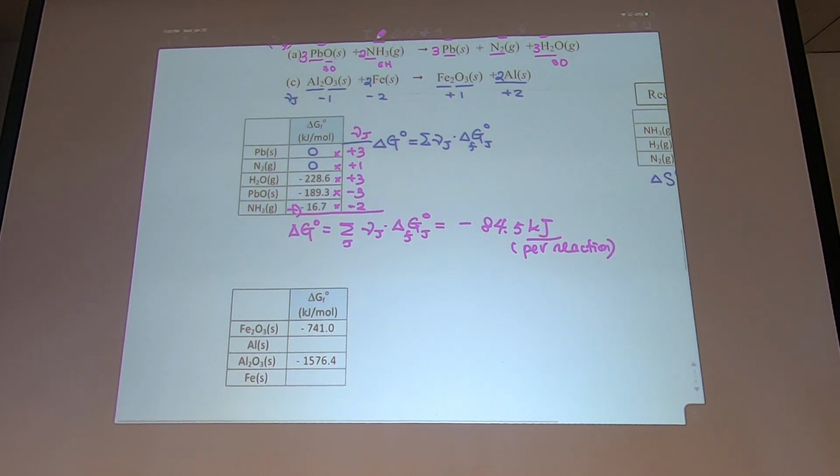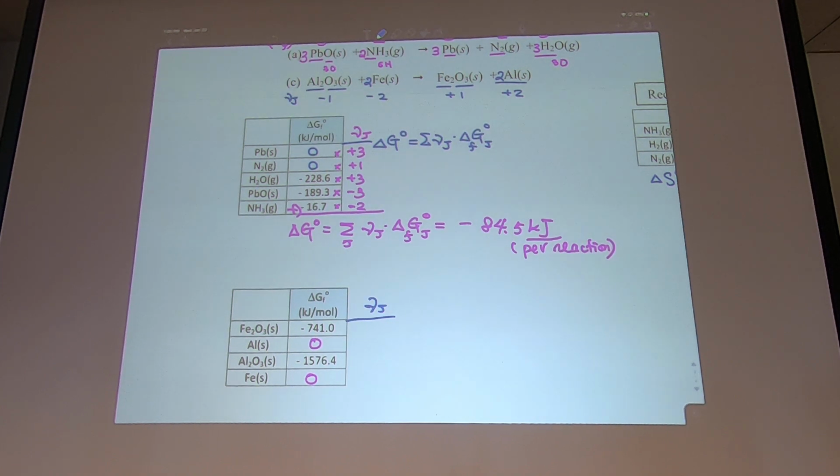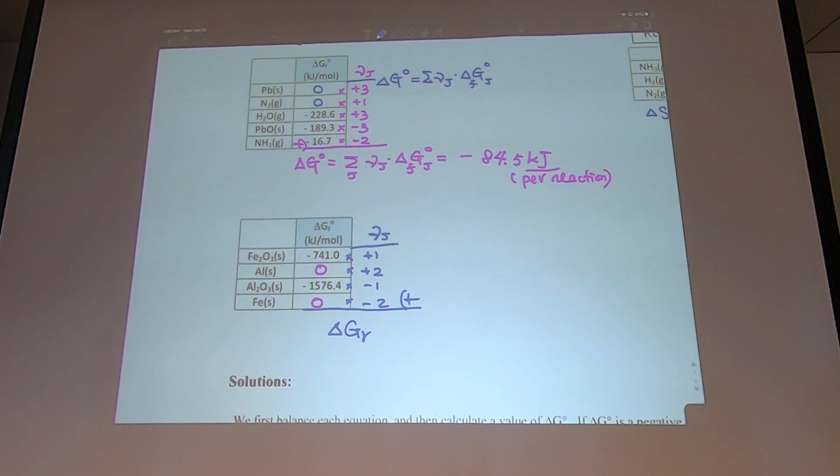Okay, the second one. Like I said, aluminum is a pure element, iron is a pure element, so it's all 0. And J is aluminum oxide and iron oxide, with a coefficient of 2. Okay, so we multiply those numbers and add them up. Delta G for that reaction is plus 835.4 kilojoules, I guess per reaction.